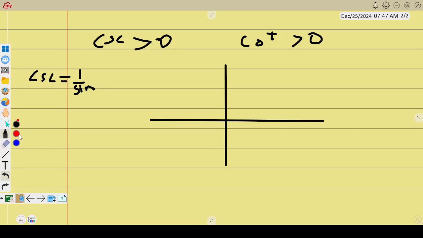So where do we find sine to be positive? Sine is positive here, all students, and there. And then what about cot? Cot is related to tan. So where is tan positive? Tan is positive there, all students take.